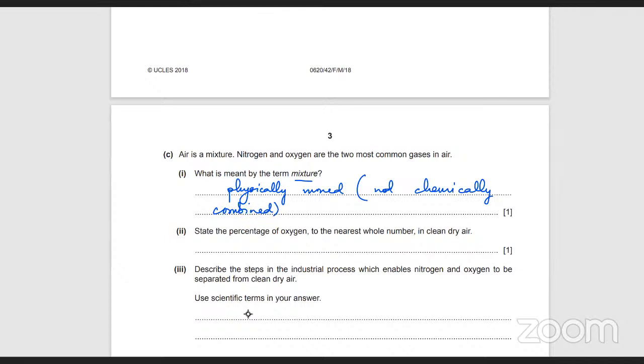State the percentage of oxygen to the nearest whole number in clean dry air. तो कितना परसेंट होता है oxygen? That's अभी discuss किया. 21.